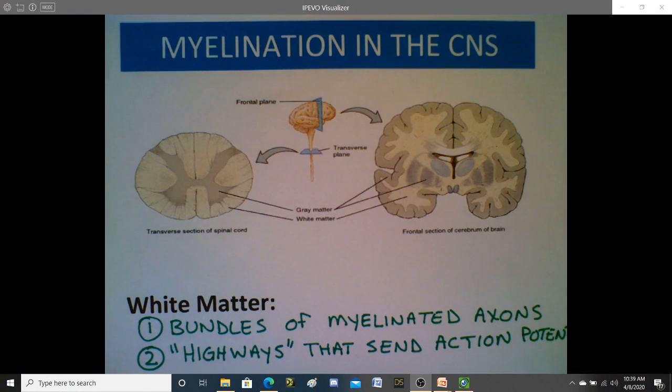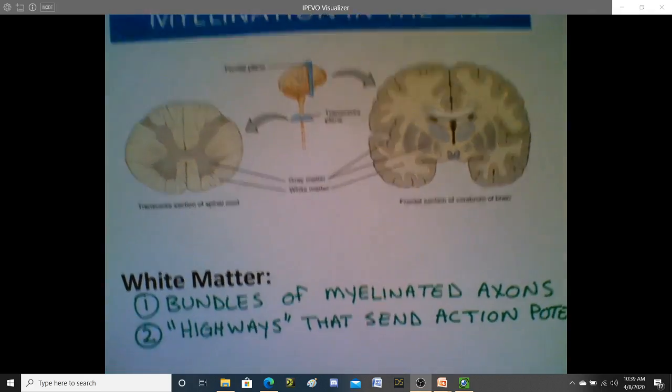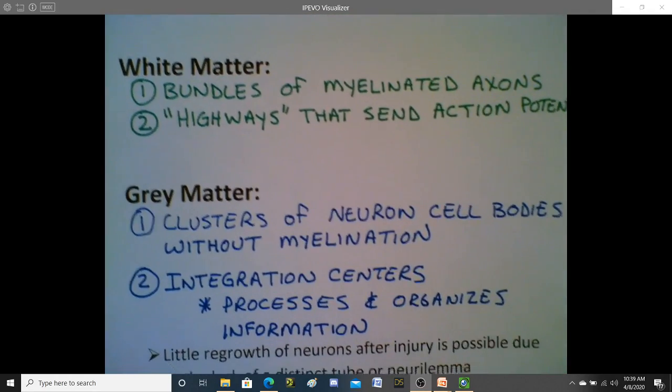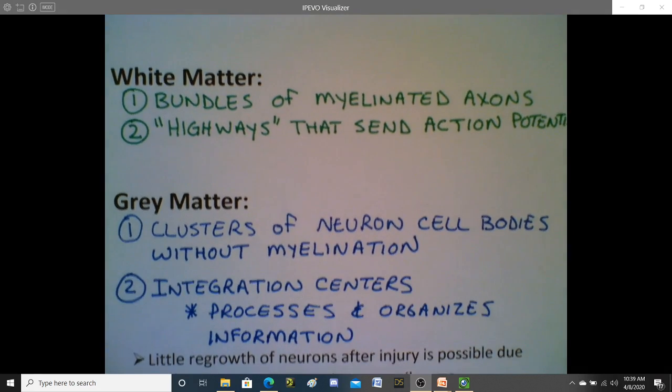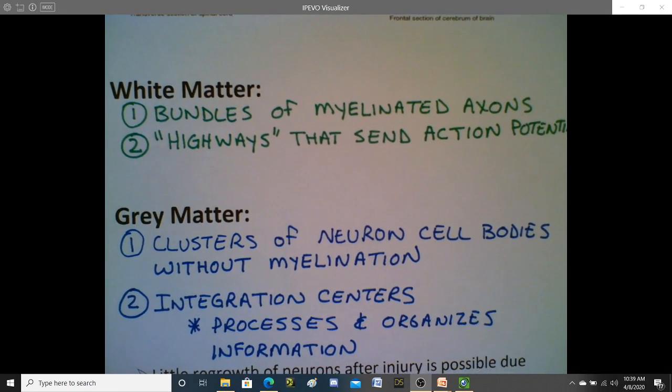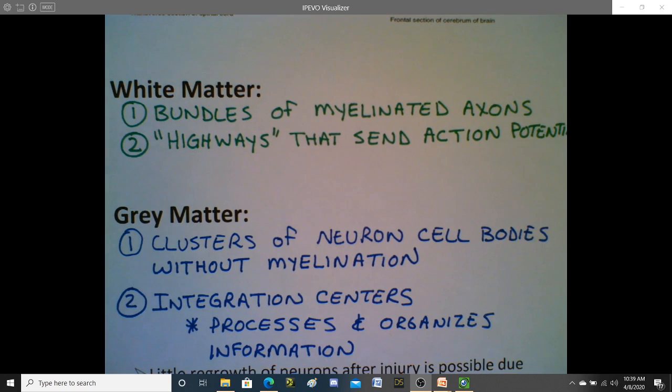Okay, so here is the top of our handout, and you've probably heard the term gray matter and white matter when referring to our brain. What this is talking about is the different myelination. So we have two kinds of matter in the brain, right? We have white matter and we have gray matter. They have different functions and different purposes, and they are affected by this myelin.